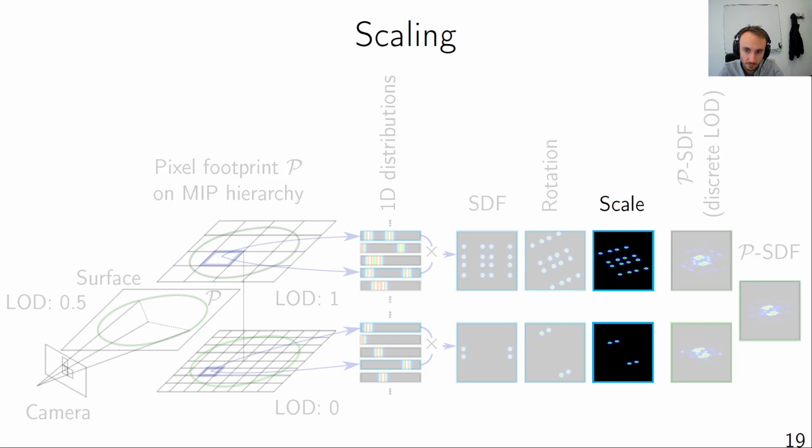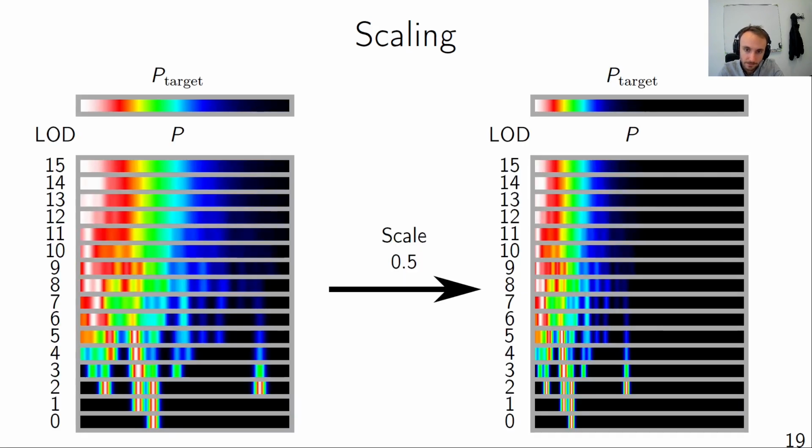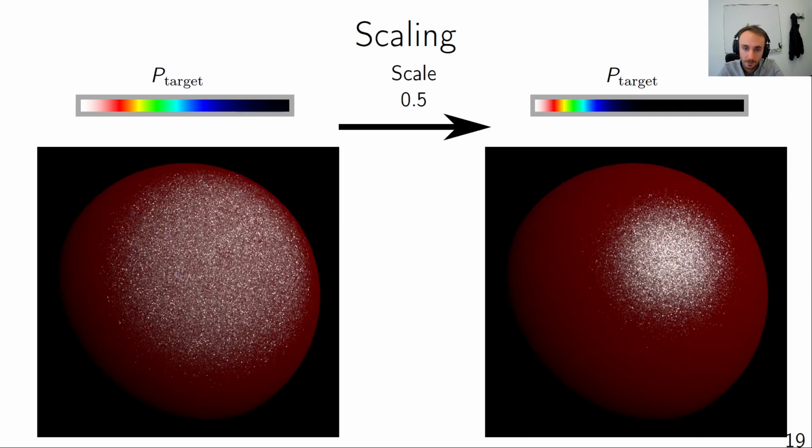Now I will talk about scaling. Scaling allows controlling the variance of the target distribution, which allows controlling the roughness of the material without having to regenerate and store another dictionary. Controlling the roughness allows you to control the area covered by glint. Here, a scaling of 0.5 allows reducing by 2 the area covered by glint.